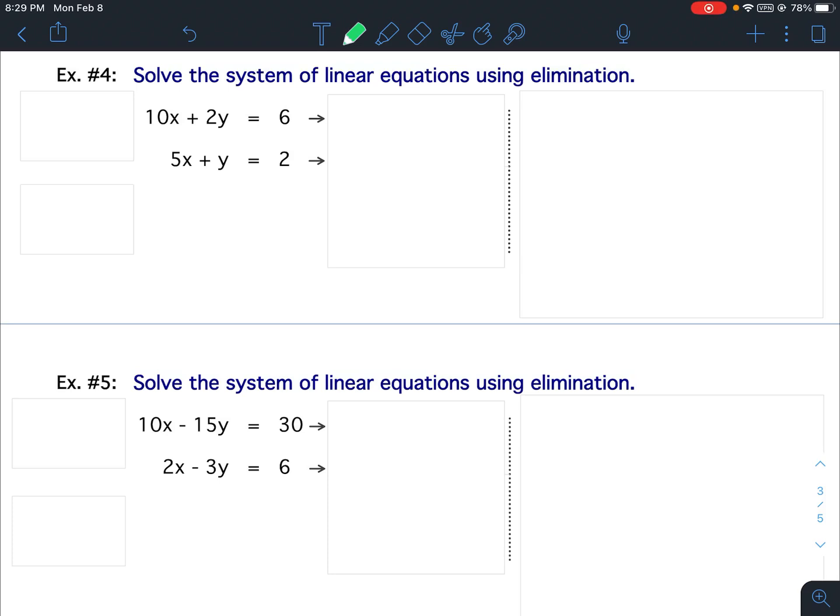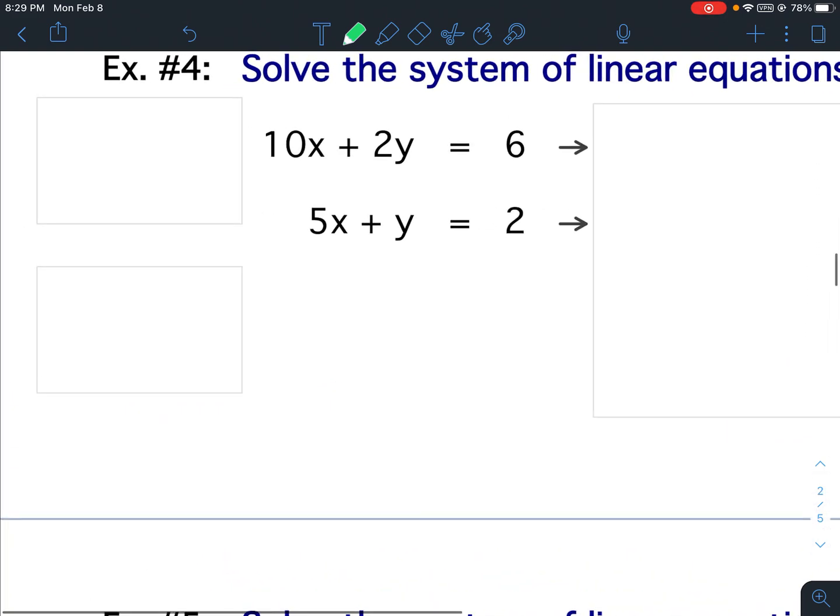Solving systems of equations using elimination, lesson 11 notes. Example number 4. For each one of these problems, we're solving systems of equations using elimination, so I'm not going to keep reading that. Number 4, let's figure out what we need to use.